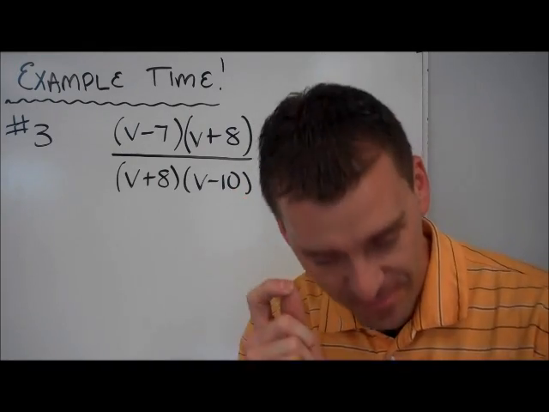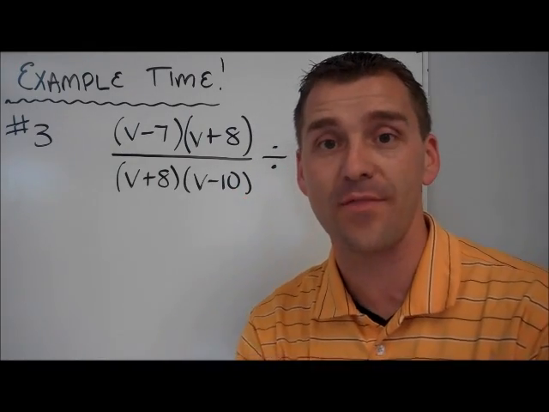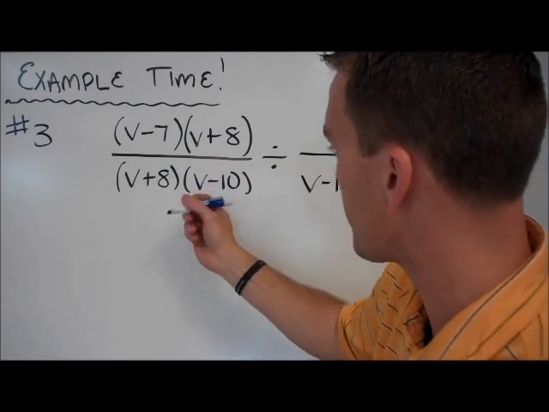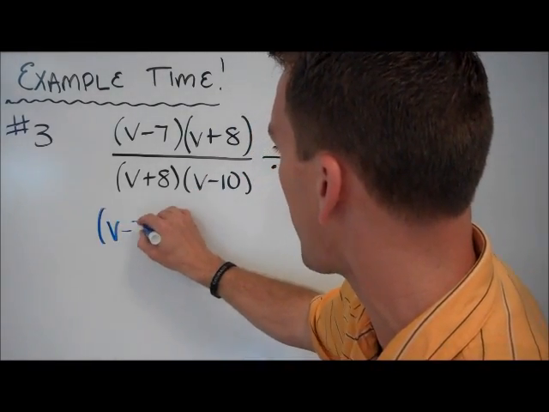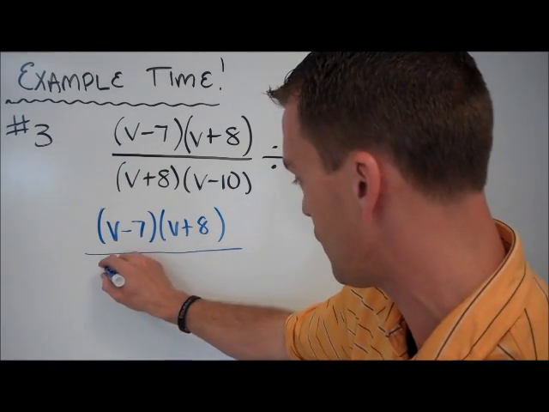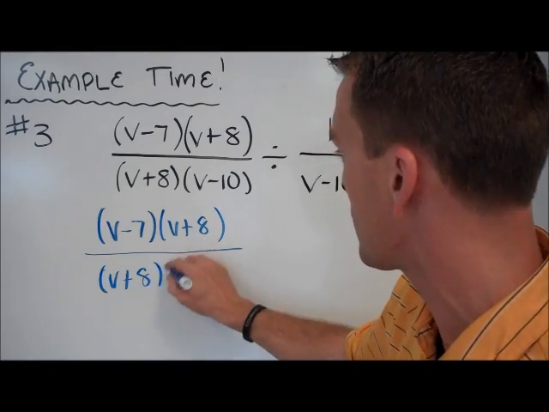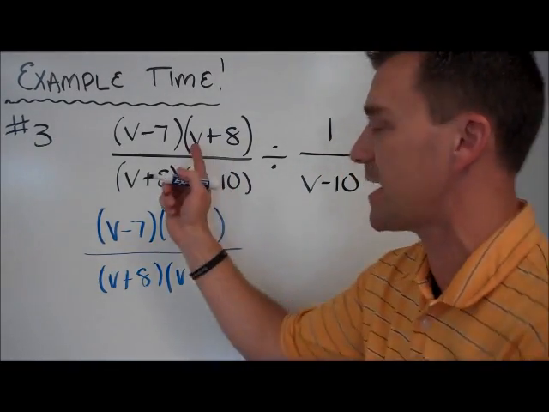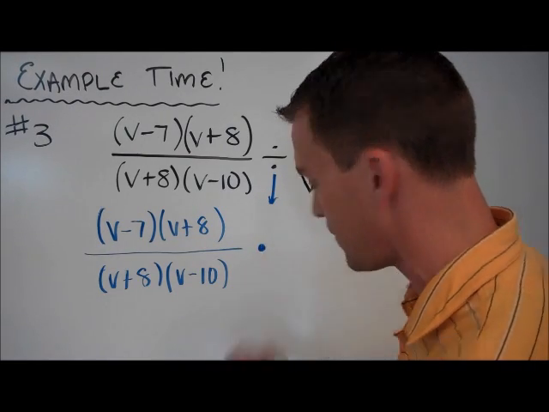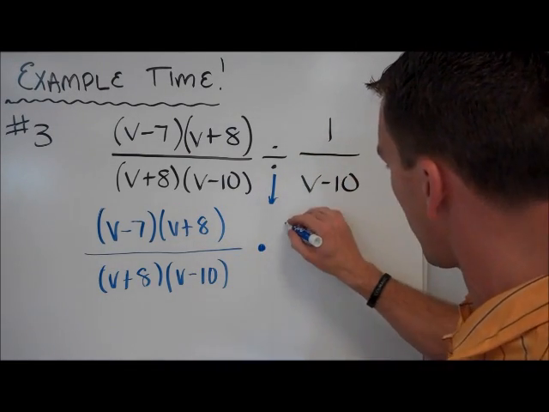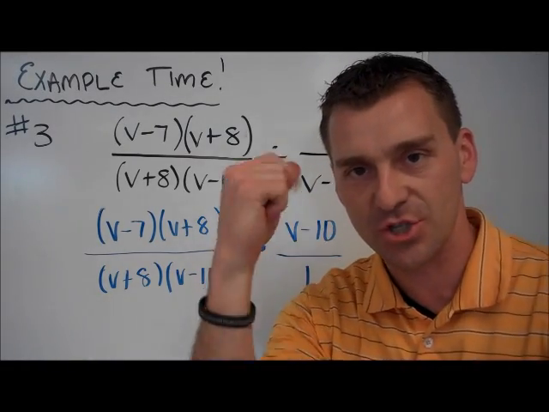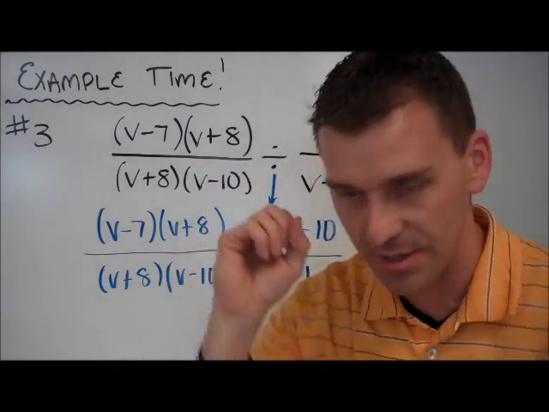Therefore, I have to do step number 1, and that is keep it, change it, flip it. If I keep it, that means I'm going to keep this the same: V minus 7, V plus 8, all of that over V plus 8, V minus 10. So I keep it, I change this to multiplication, and I flip this one. So I go V minus 10 over 1. Keep it, change it, flip it. That is step number 1.